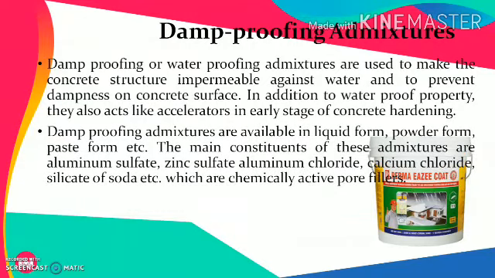Damp proofing admixtures are available in various forms. They might be available in liquid form, powder form, or paste form, etc. The main constituents of these admixtures are aluminum sulfate, zinc sulfate, aluminum chloride, calcium chloride, silicate of soda, etc. These are actually chemically active pore fillers, which fill the pores and avoid the entry of water by obstructing the possible ways through the body of any concrete structure.